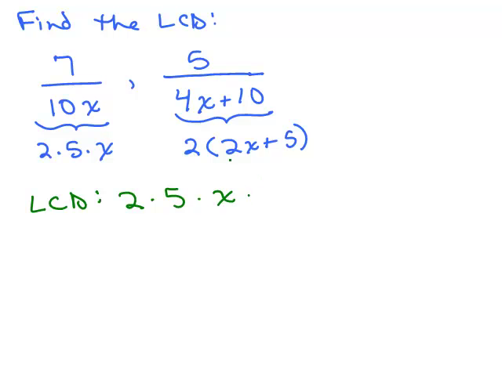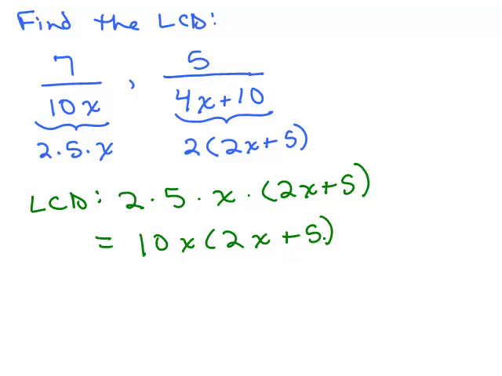Then I move over here. I've already dealt with a 2, and then I have another factor, a 2x plus 5. So none of these have any exponents, and that's how it usually is. So this will give me 2 times 5 times x, that's 10x, times 2x plus 5. So that would be your least common denominator, that one.